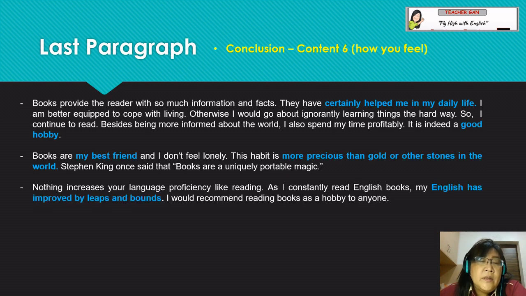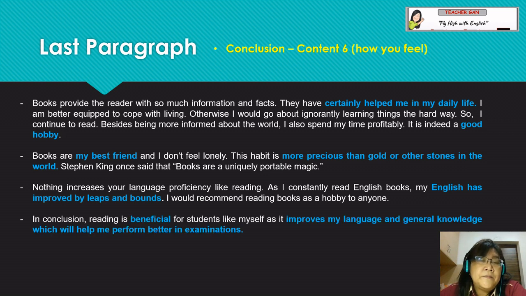Number 3, nothing increases your language proficiency like reading. As I constantly read English books, my English has improved by leaps and bounds. I would recommend reading books as a hobby to anyone.